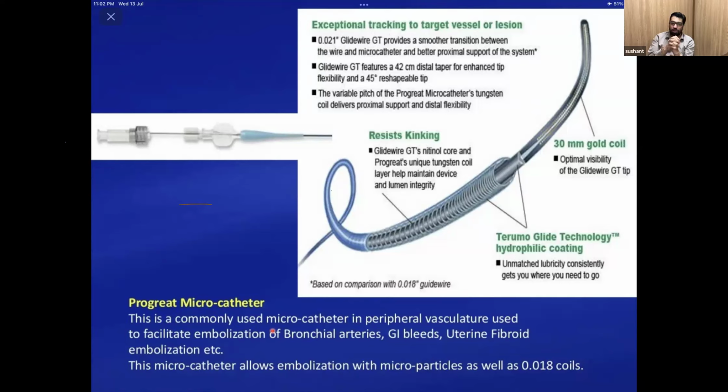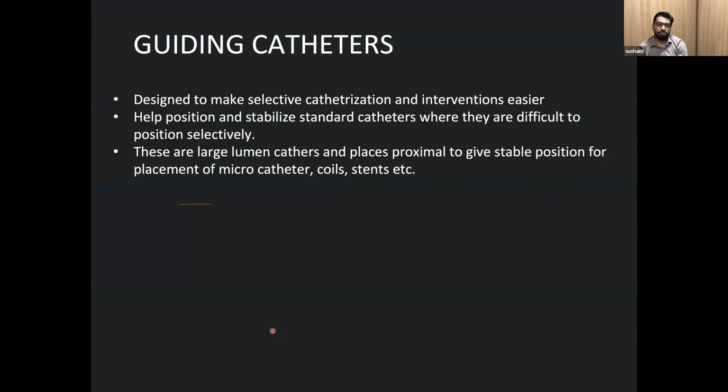The compatibility has always to be matched for everything. Starting from the needles to micro catheters to our embolic agents to our stents to our plug sizes, whatever we are going to use with our interventions, the compatibility should always be there. Starting from the needle to sheath to guiding catheter to micro catheter, everything should be compatible enough. So guiding catheters are designed to make selective catheterization and intervention easier and help position or stabilize the catheter when the vessels are difficult to reach selectively.